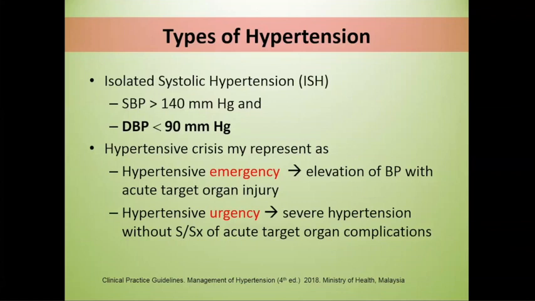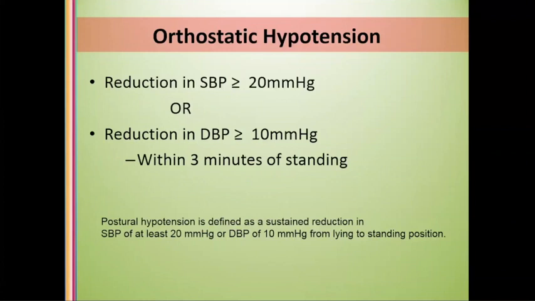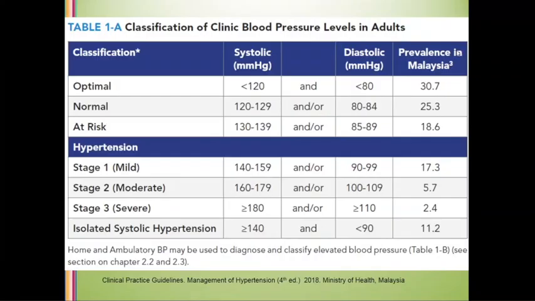Emergency means there is already acute target organ injury. In older people, we also have to know one thing. Orthostatic hypertension is defined as a reduction in the systolic blood pressure of 20 millimeters of mercury. In Malaysian guidelines, we have at risk. At risk is something we call pre-hypertension in JNC8, which is less than 140 but more than 129. These are very important because this is the group where pharmacists should be focusing in a community setting. This is the group of patients you should try to treat and keep from going into stage 1, 2 and 3.